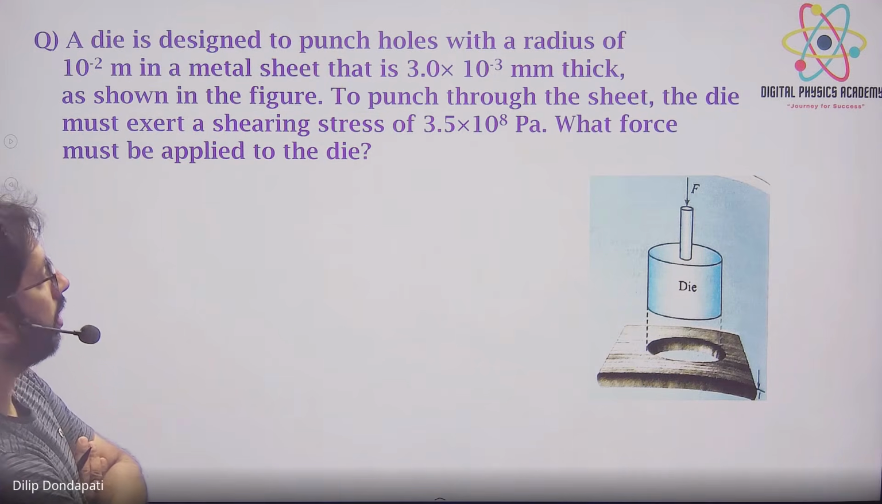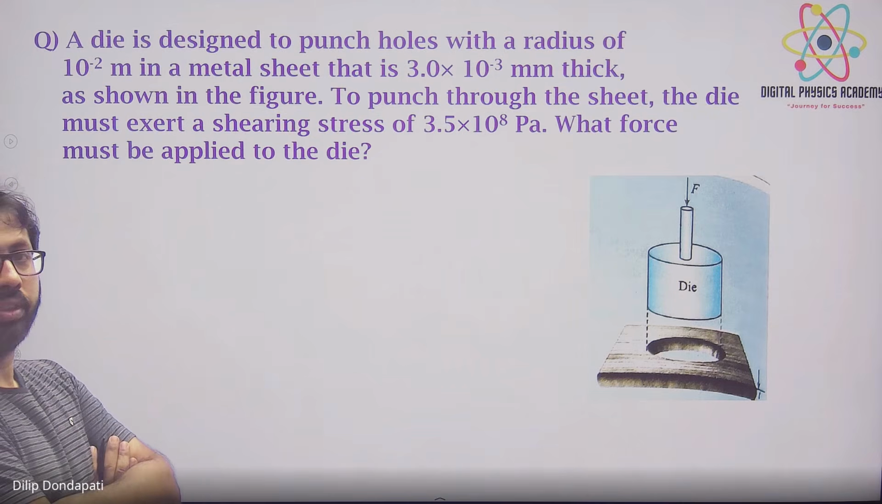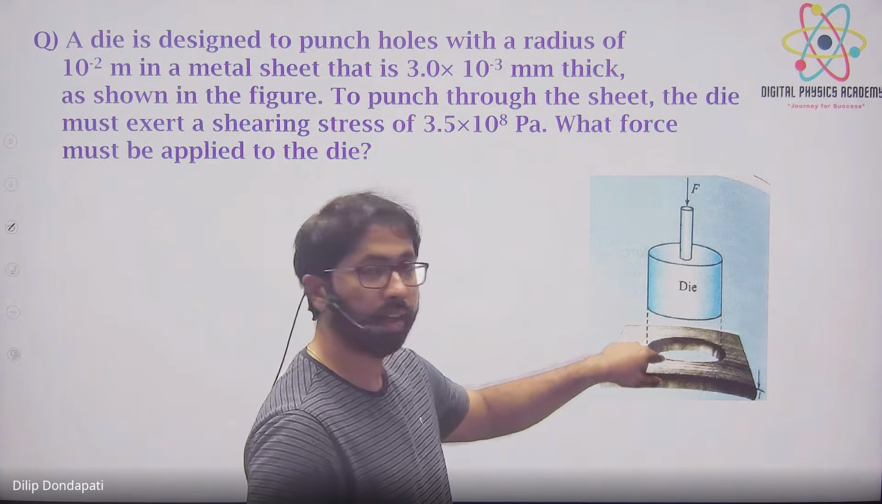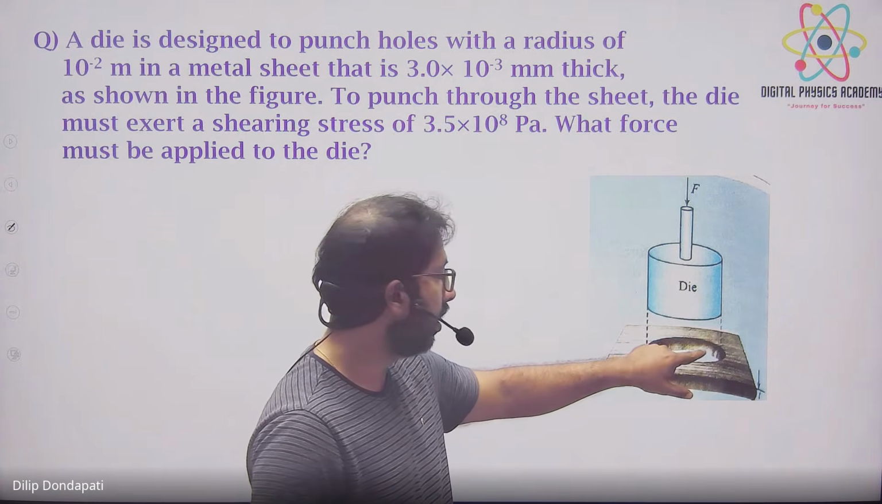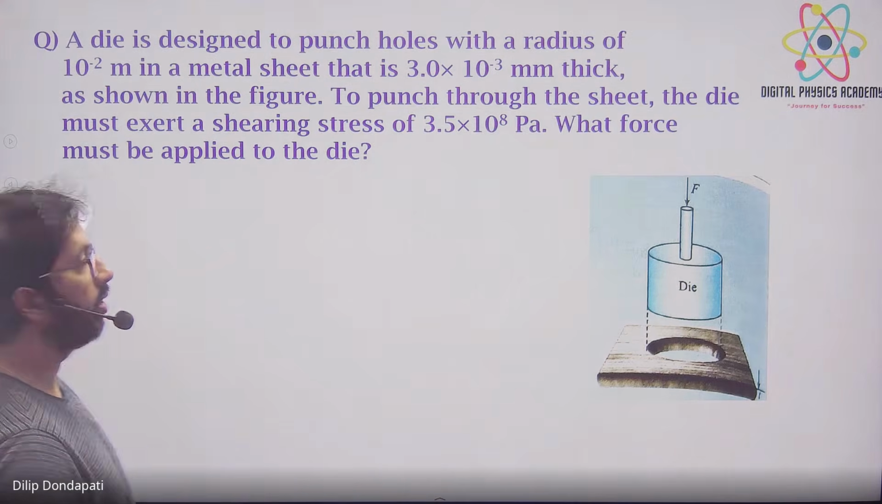Force sigma is equal to force upon area, so force equals sigma into area. Which area will be used? The thickness is also given. The area of the complete cylinder-like edge is 2 pi r into the thickness, that is the area. So why into thickness?